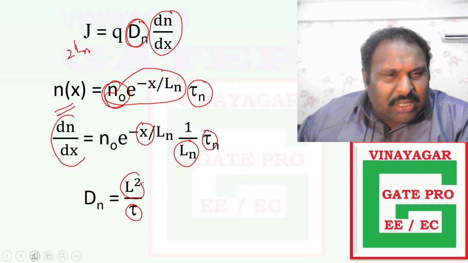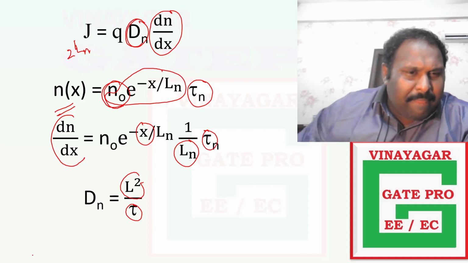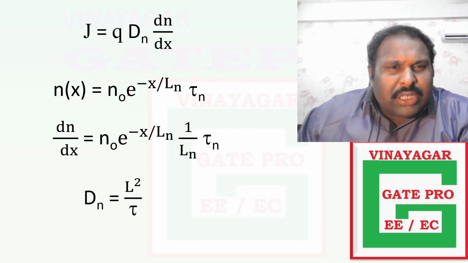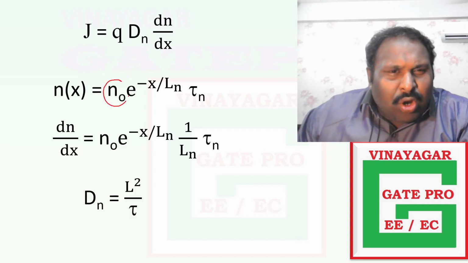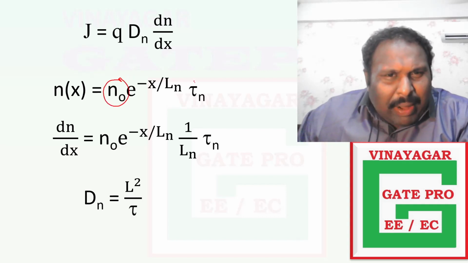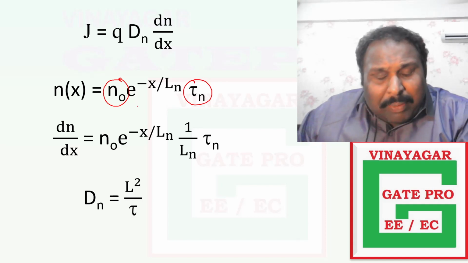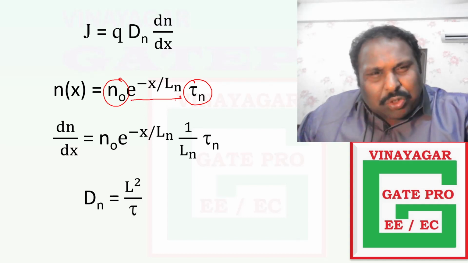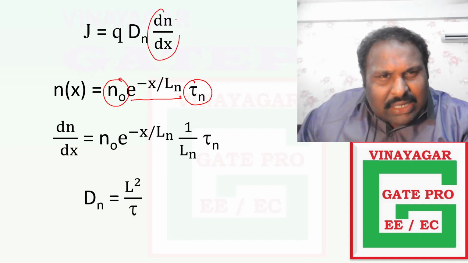So the common sense is this: the generation that is occurring, just give me a second. The generation that is occurring is n naught per unit time multiplying by the lifetime. This is at the center. This is at the center. If you want it anywhere else, it decreases exponentially, and from that dn by dx comes.